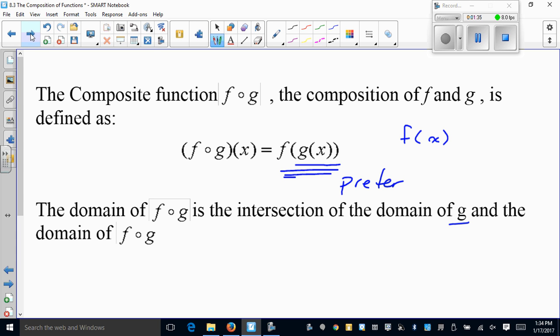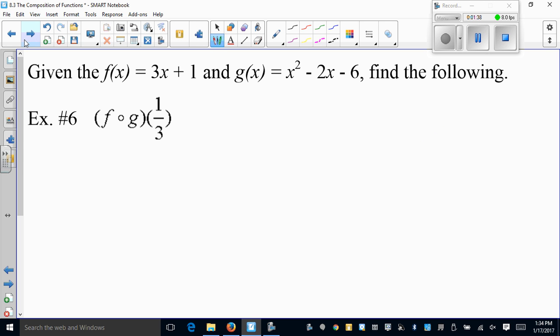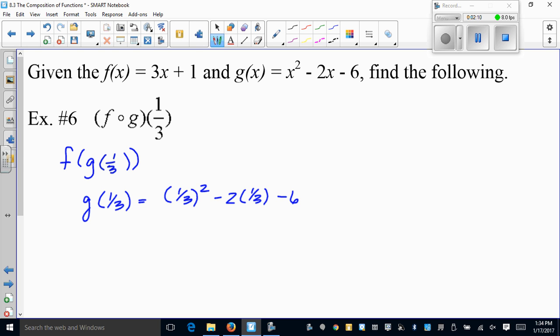Okay, so f of g of 1/3, they're really asking you f of g at 1/3. So they want g at 1/3, and whatever that value is, you're going to plug it into f, just like PEMDAS, and work from the inside out. So let's start with g at 1/3. g at 1/3 is equal to 1/3 squared minus 2 times 1/3 minus 6, which is going to be 1/9 minus 2/3 minus 6 over 1.